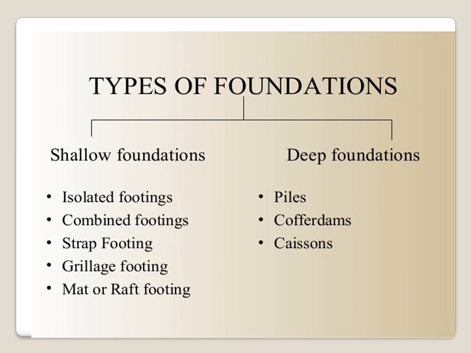Next, the main topic is the types of foundations. We have two types of foundation: shallow foundation and deep foundation. Again the foundations have subdivisions. Shallow foundation has 5 subdivisions: isolated footings, combined footings, strap footings, wall footing, and mat or raft footing. And for deep foundation the categorizations are piles, cofferdams and caissons.